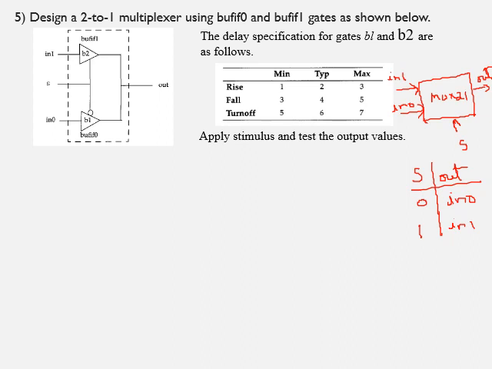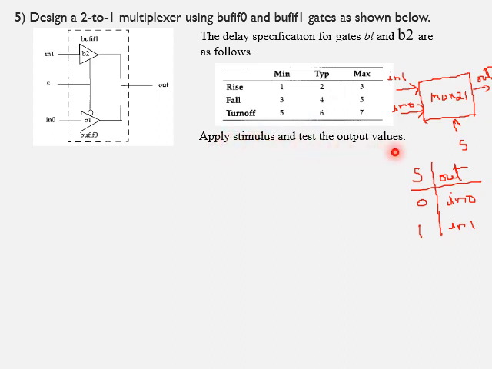in1. In addition to that, you can see here the delay specification for gates B1 and B2 are as follows. Here there are three types. We have already studied that there are three types of delays, that is rise delay, fall delay and turn off delay. And these three delays can be in three different ranges, that is minimum value, typical value and maximum value. So this table gives the different delay values. You have to consider this as well while writing the program.